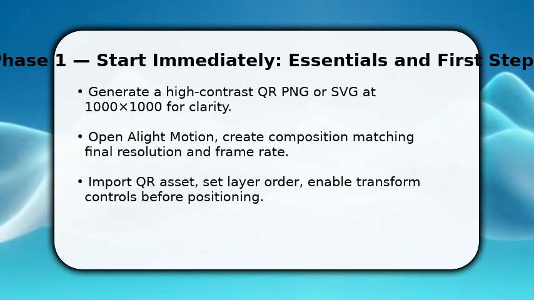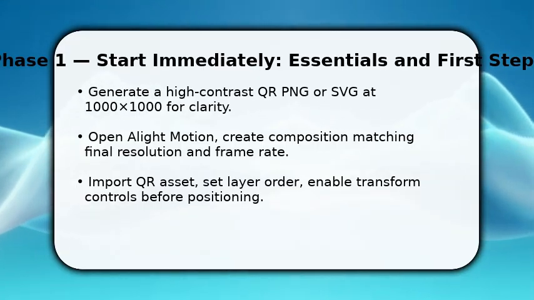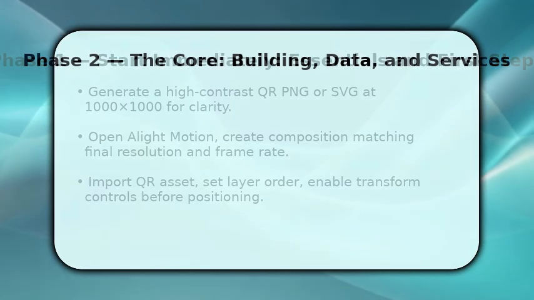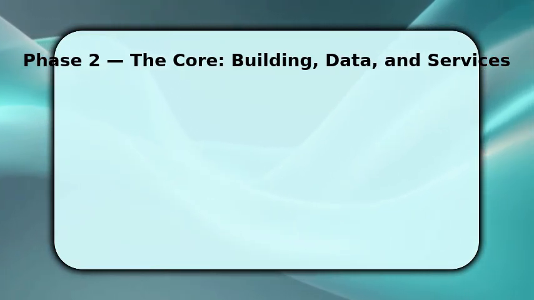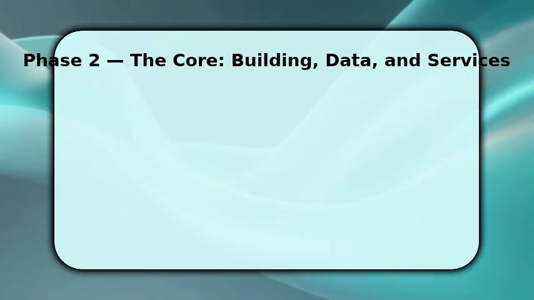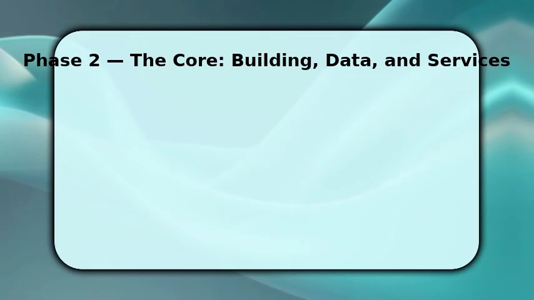Make sure transform controls are active. This is the first actionable step that lets you scale. Now you position and scale the QR so phones can read it. Aim for about 15 to 30% of the screen for handheld viewing and keep contrast high.